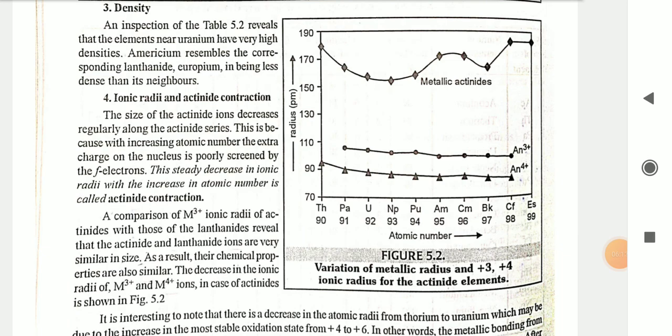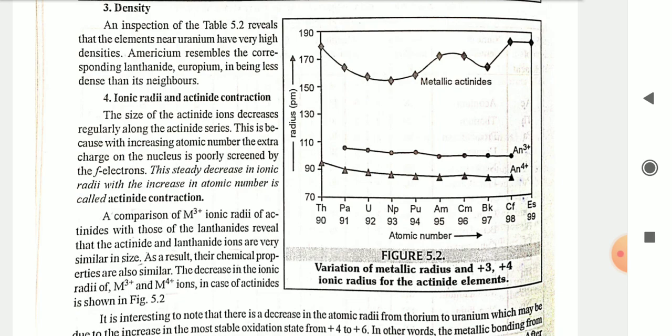Density. An inspection of table 5.2 reveals that the elements near uranium have very high density. Americium resembles the corresponding lanthanide, europium, being less dense than its neighbor.